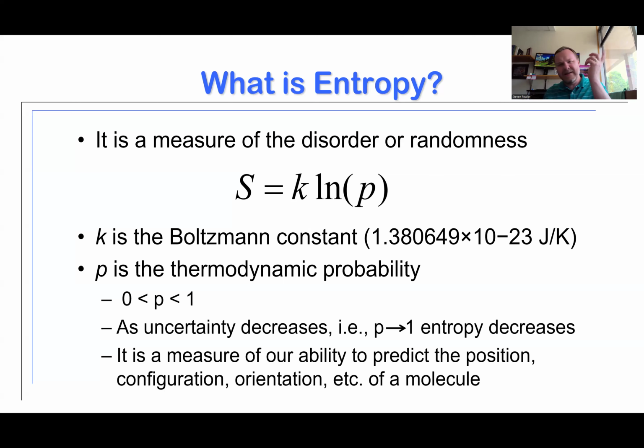I said it out loud. I was like, wait, does that make sense? Yeah. Natural log of one is zero, meaning if I have a 100% chance I can predict what something's doing, that means it has no unpredictability. It has no chaos, no randomness. So a natural log of one means zero entropy.